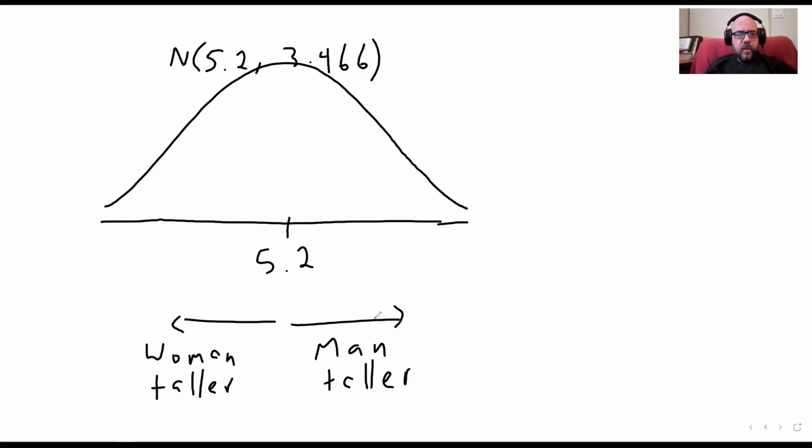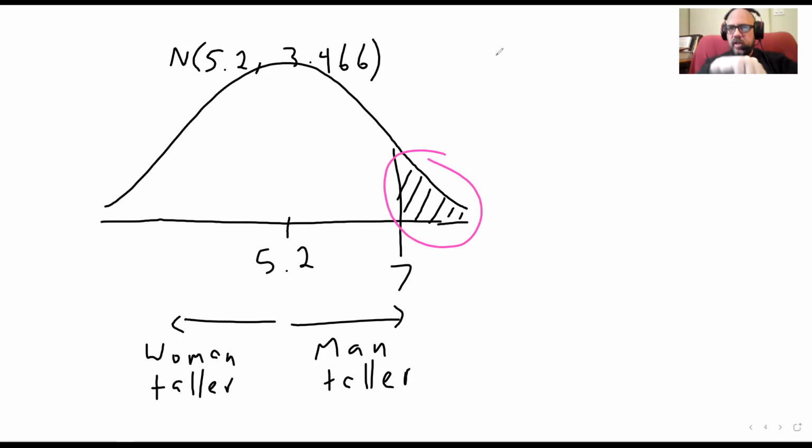So here's the idea. As we go further to the right, the difference between the man and the woman's height becomes bigger, right? So if we had a 7, here's 7. And so I know that this area right here is the thing I just found. So that area is where the man is at least 7 inches taller than the woman is.